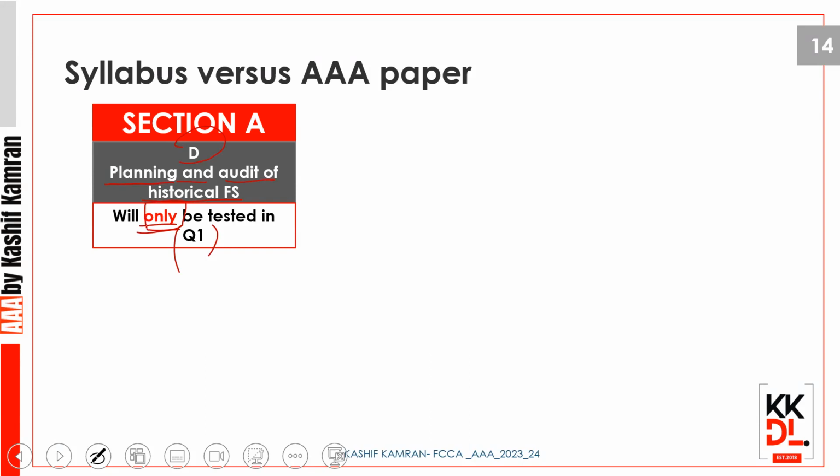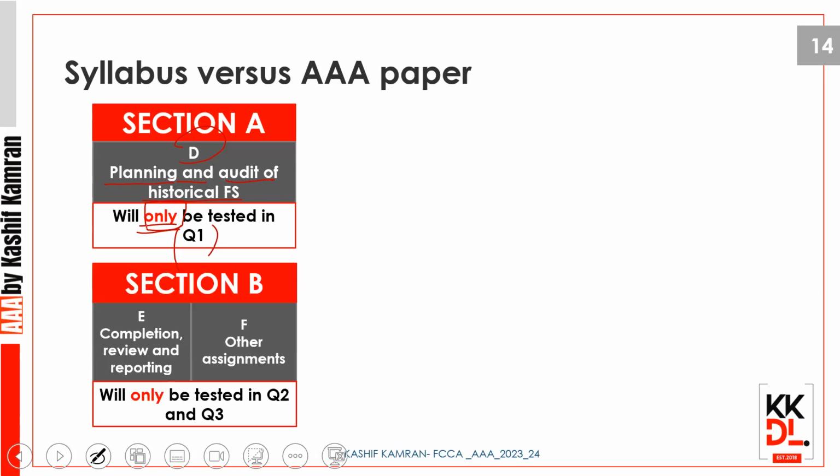Is that clear to all of you? So can you find syllabus area D in section B of the paper? Never. Because it says will only be tested in question one. And each time you open any past paper and your real exam in September and December, section A is developed from syllabus area D. The significant number of marks in section A are coming from syllabus area D. And I will be emphasizing that more shortly. Then you come to section B.